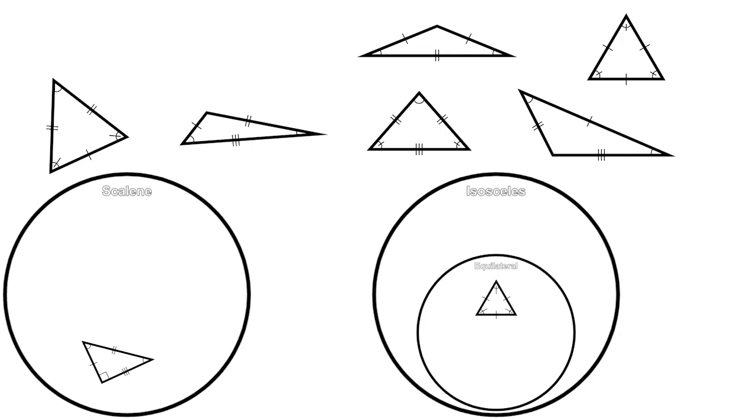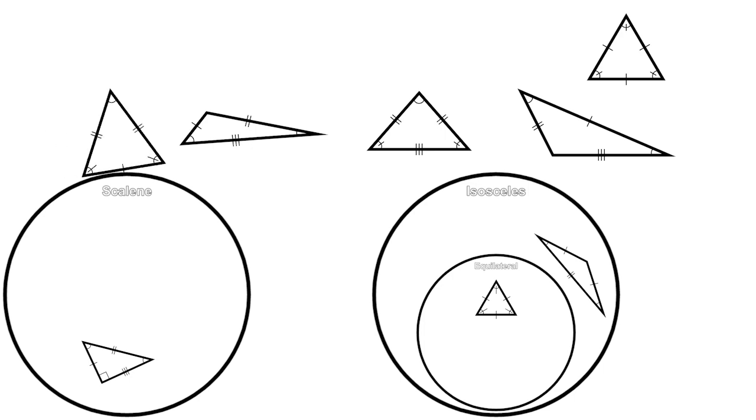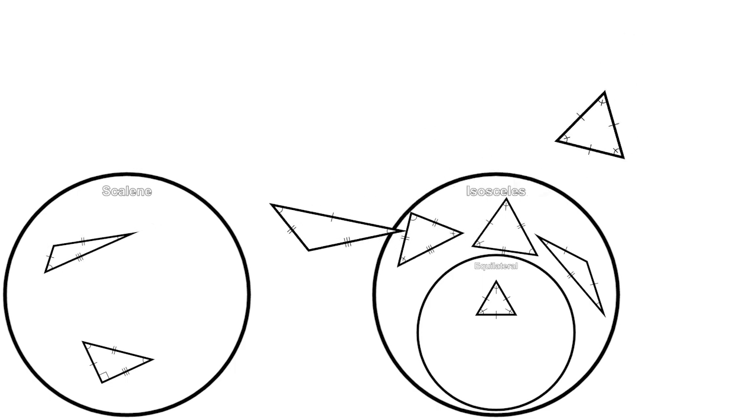The next triangle has 2 congruent sides, and it will be placed in the isosceles group. It cannot be placed in the overlap of isosceles and equilateral because in order to be equilateral, it must have 3 congruent sides. Continue placing the triangles in the correct groups.